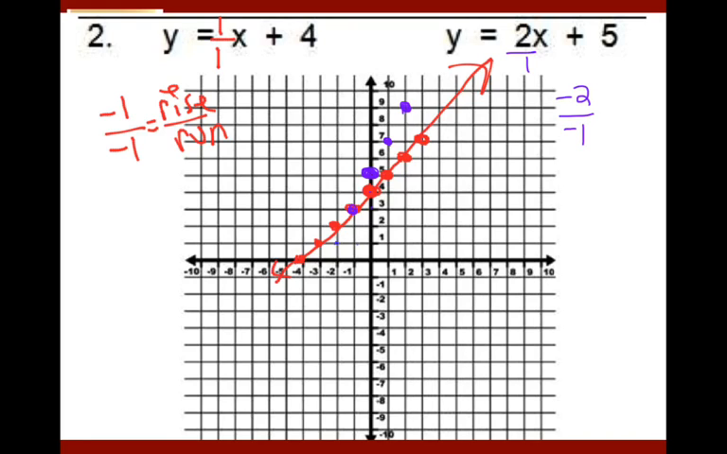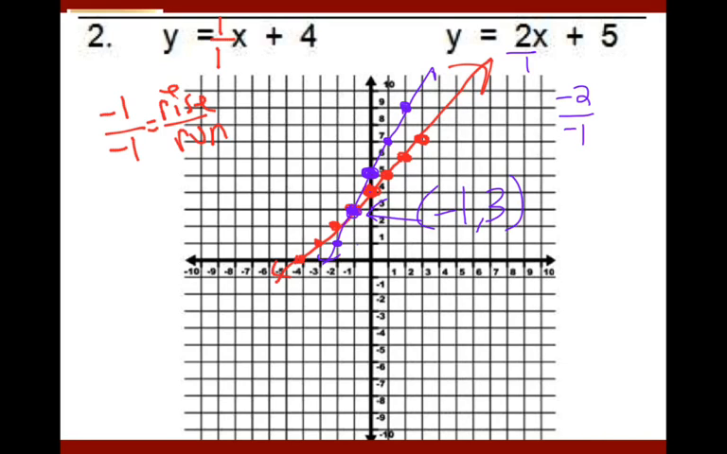And you can already see where they cross. So we connect those dots, and then wherever they cross, that's the solution to the system. So they cross at, looks like, negative 1, 3. So right there, at negative 1, 3.